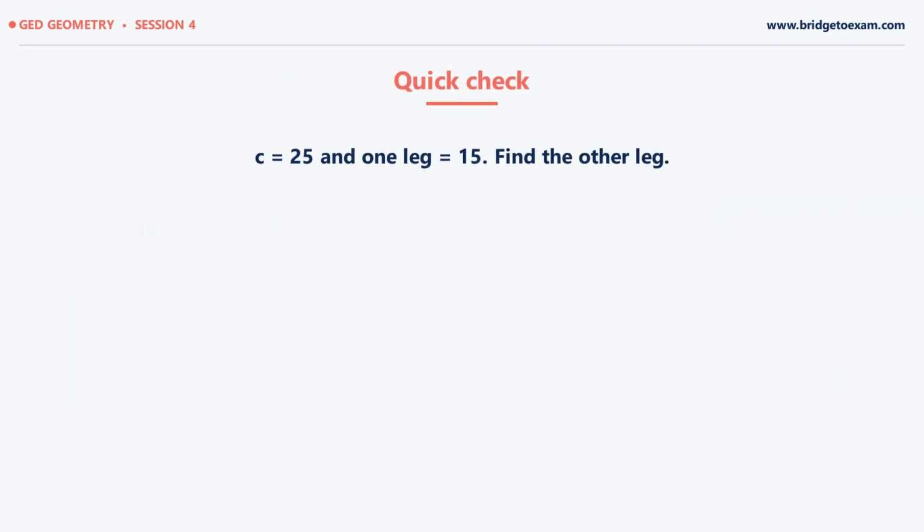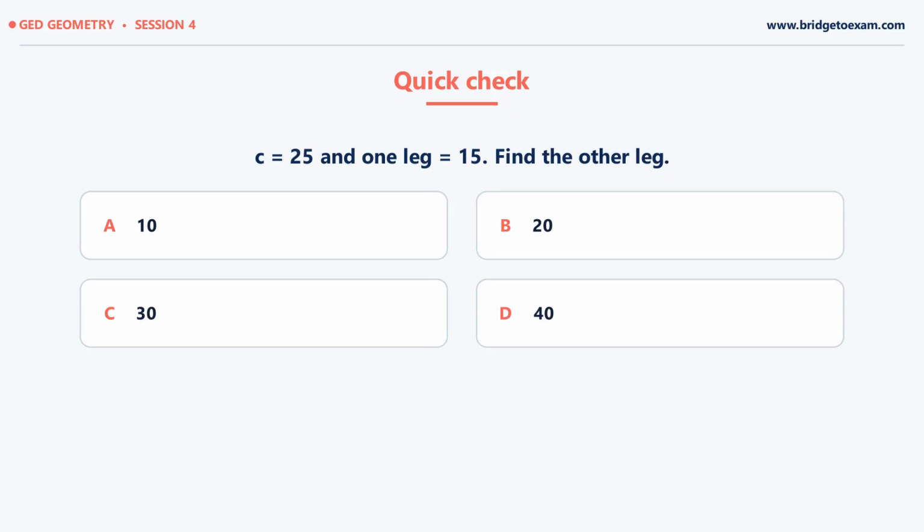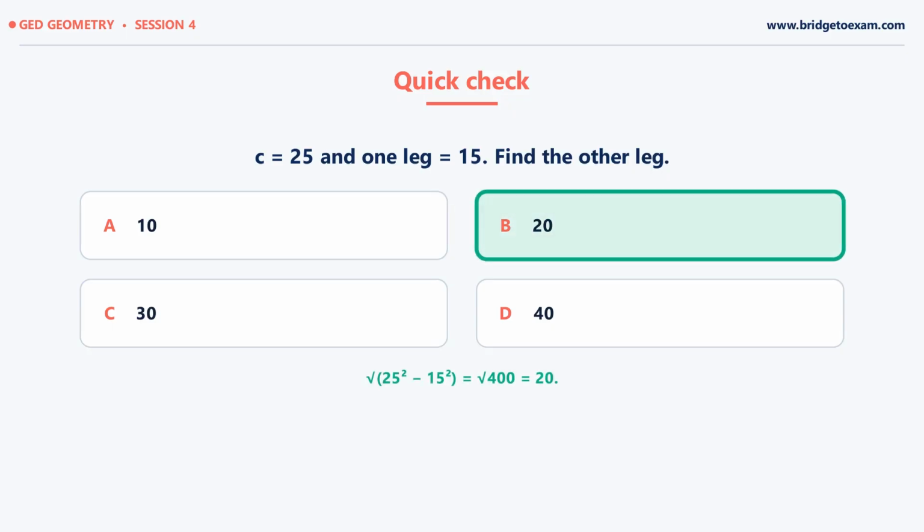A right triangle has hypotenuse 25 and one leg 15. The missing leg is root 25 squared minus 15 squared, root 625 minus 225, or root 400. The answer is 20. Check that 15, 20, 25 is a scaled 3, 4, 5 triangle.